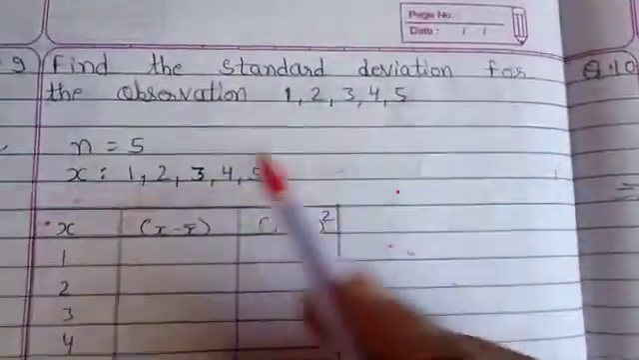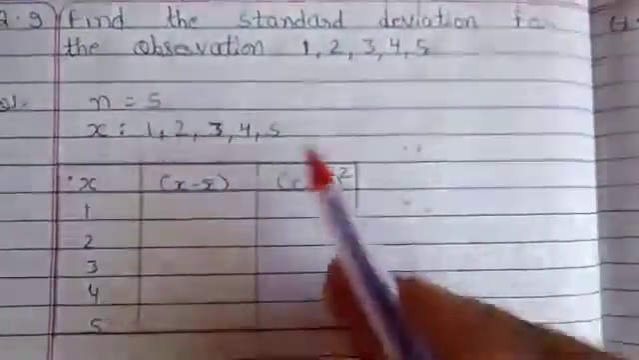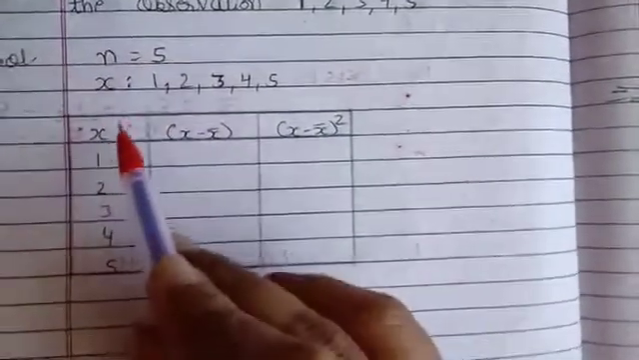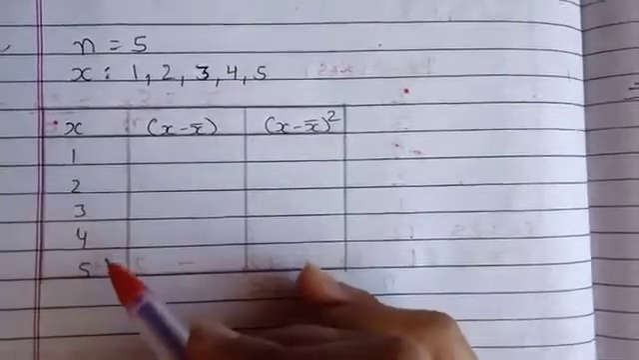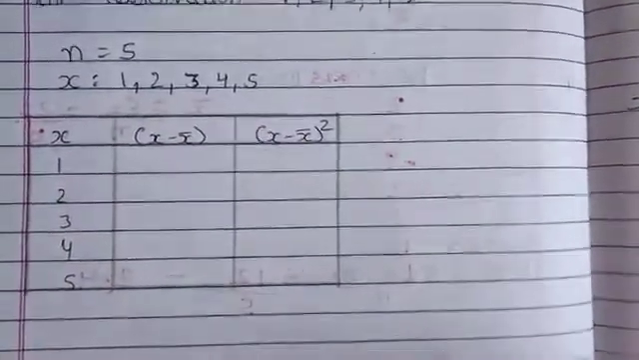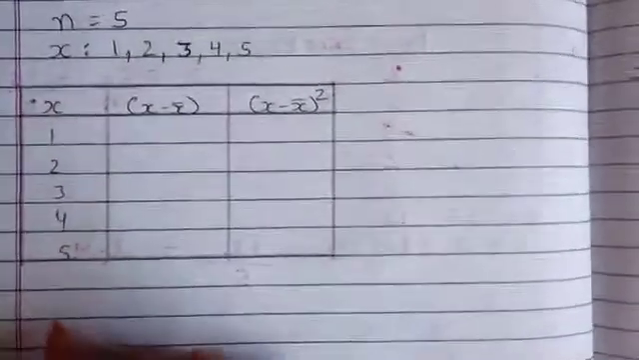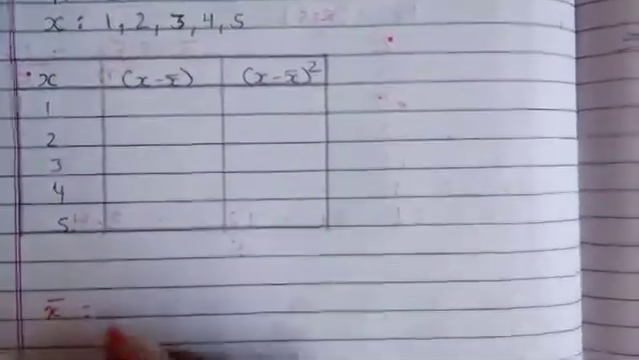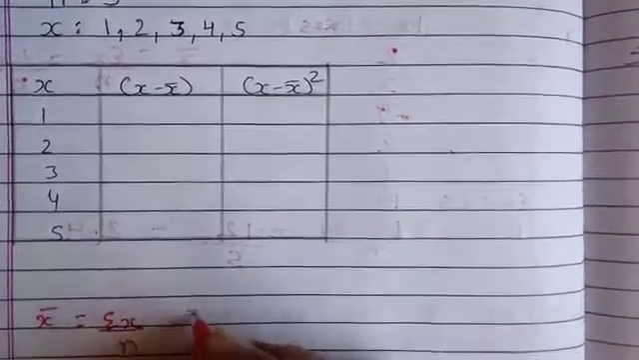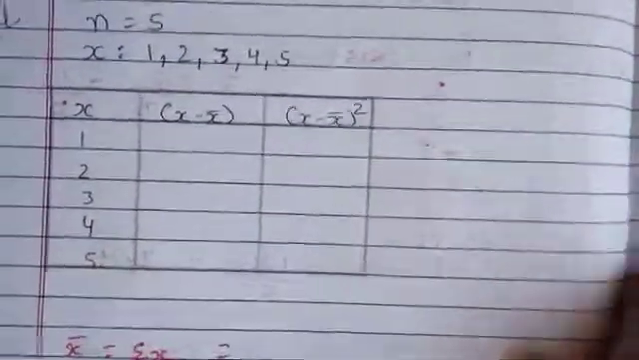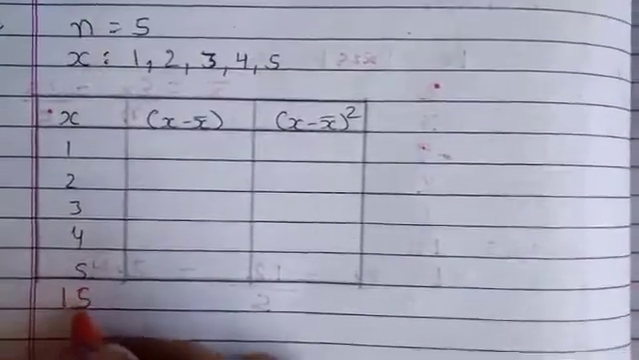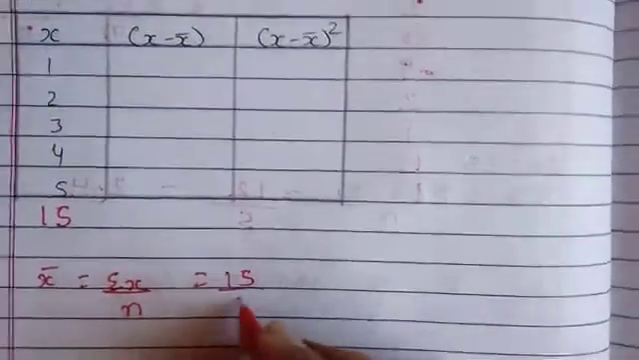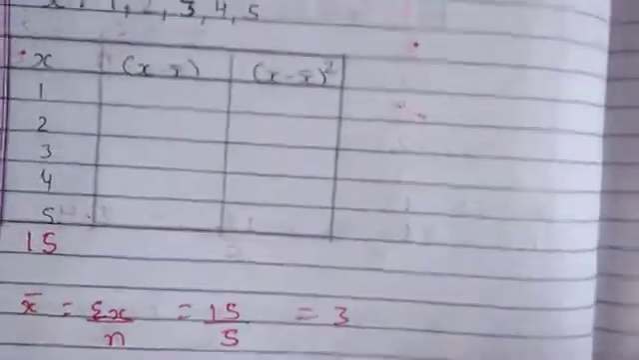Now find the standard deviation for the observations 1, 2, 3, 4 and 5. So n, that is number of observations, is 5 and x is the observations. Now first of all, we will find out mean. So mean formula is x bar is equal to sigma x upon n. Now sigma x means total of all our x values. So total is 15. So x bar is equal to 15 divided by 5, that is equal to 3. So mean is 3.